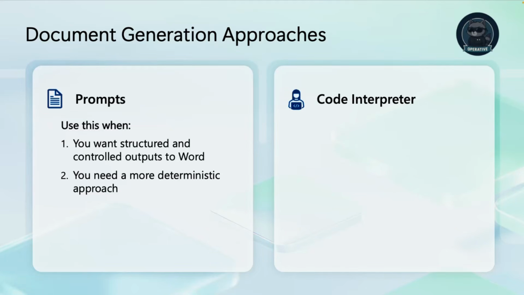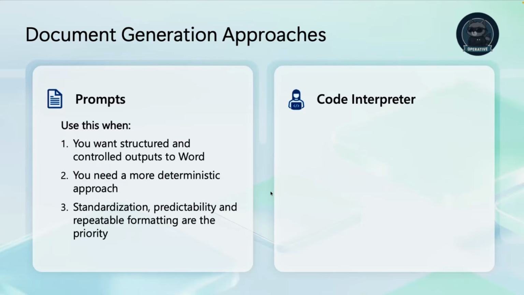So prompts in the document generation output give you a more deterministic approach, where you can more or less guarantee that at the end of the output, you're going to get your Word template filled with the data that you need. So it's really good if you need standardization, predictability, and repeatable formatting, and that's your priority.